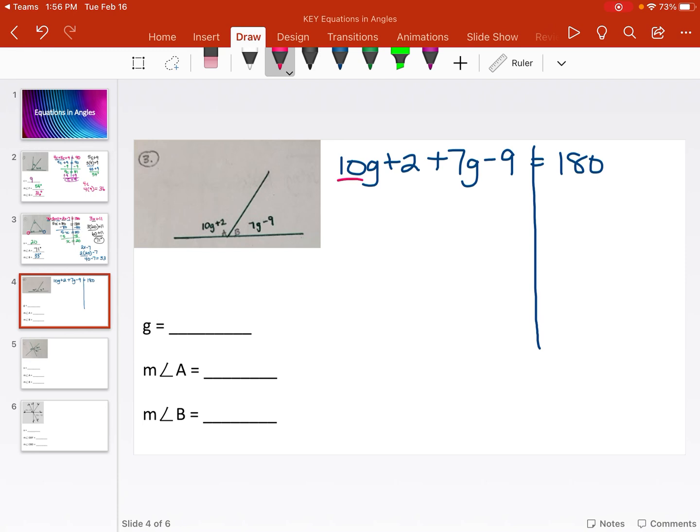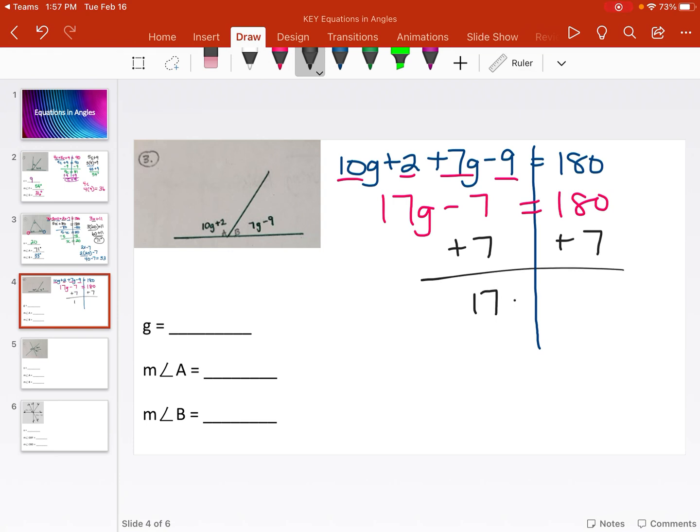Okay, so we should do 10g plus 7g is 17g. And then we have a positive 2 plus a negative 9, so that's really negative 7 or minus 7 equals 180. And then I can add 7 to both sides. So I get 17g equals 187. And then I need to divide by 17, and I would actually do that work off to the side.